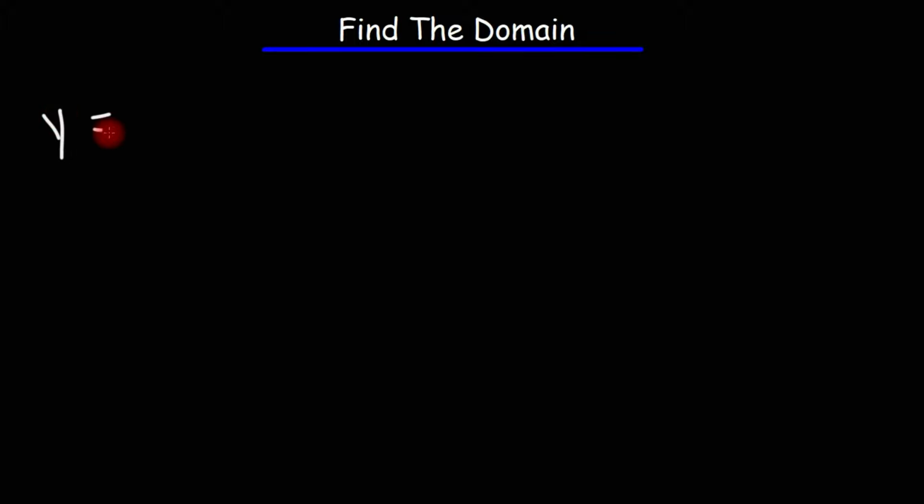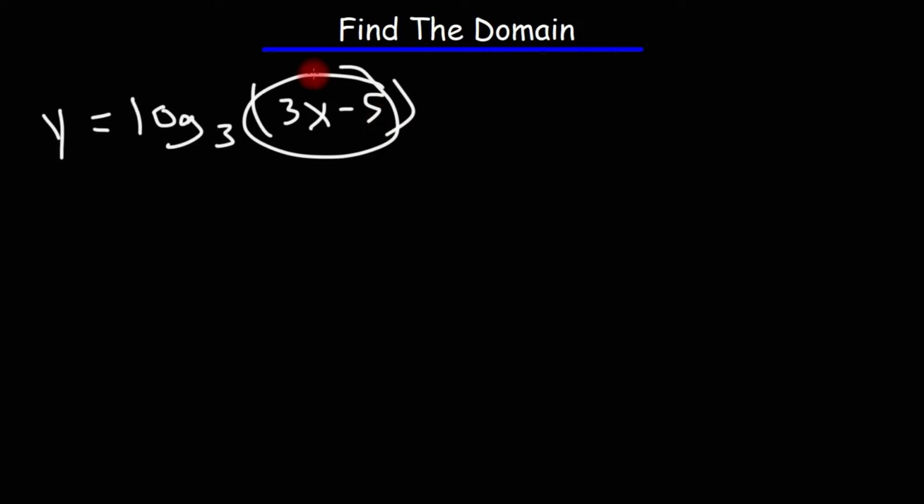Let's say we have the function y is equal to log base 3 of 3x minus 5. Feel free to pause the video if you want to work on this example. So we're going to follow the same process. The stuff that is inside of the log expression, we're going to set it greater than 0.